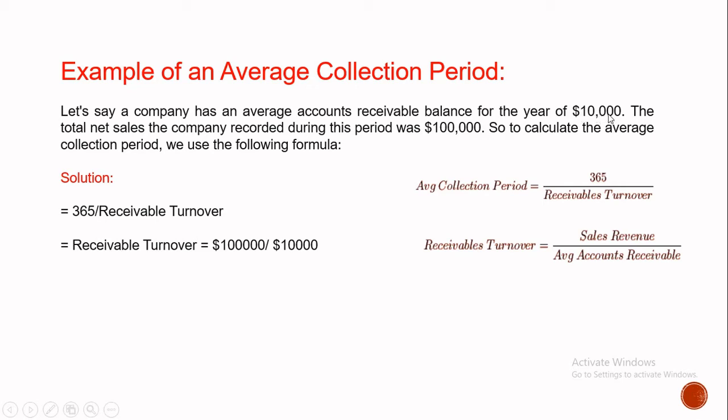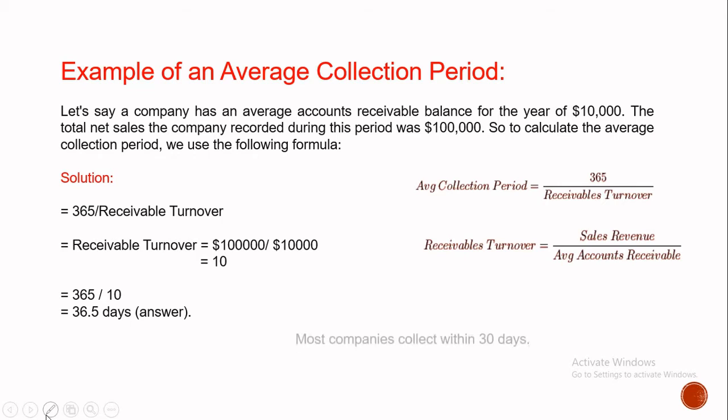It's already given. The average amount is given. That's why you don't have to calculate this average amount. Otherwise, you would have had to calculate it. So receivable turnover is equal to 1 lakh divided by 10,000. We get 10. Now, according to the average collection period formula, 365 divided by the receivable turnover of 10, right? If you do that, you get the answer 36.5 days.